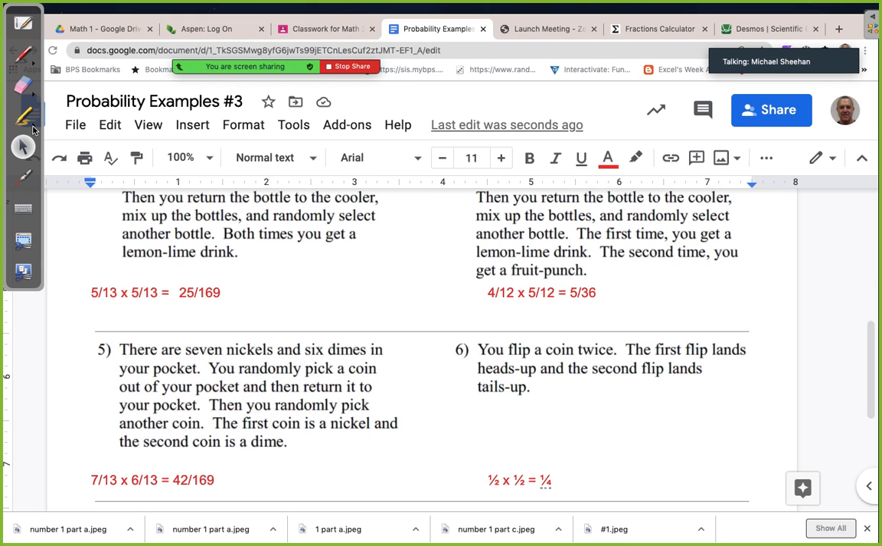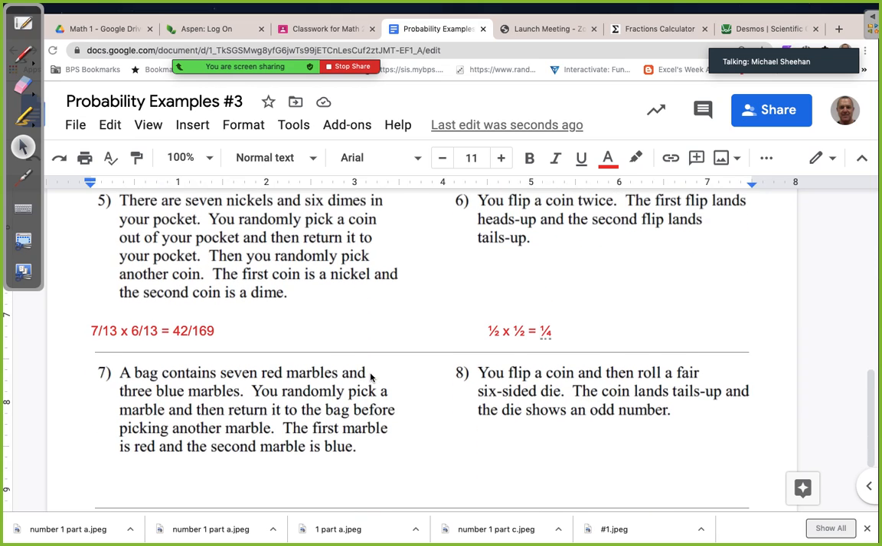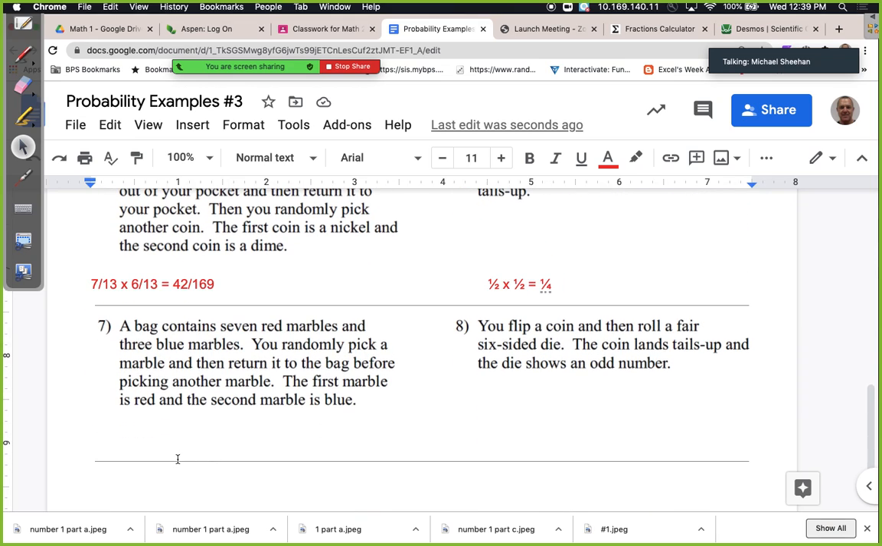All right, let's wrap this up then. I didn't really mean to keep you guys this long today, but I'm sure it was worth it. All right. A bag contains 7 red marbles and 3 blue marbles. So I'm thinking to myself, 7 plus 3, that's 10 marbles. I'm going to randomly pick a marble, put it back in the bag and then pick another marble. I want to know what's the probability of getting red and then blue. So red, I've got a 7 out of 10 chance. And then I want blue the second time. That's a 3 out of 10 chance.